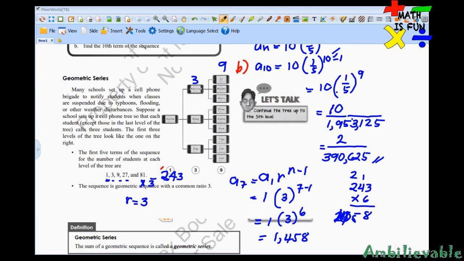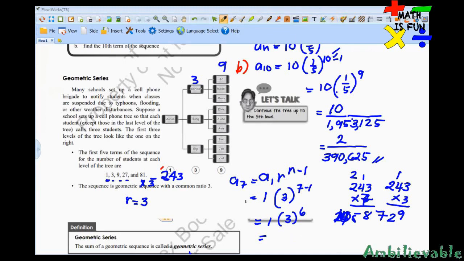Okay, now that's the 7th level. Sir, it's 729 po. Yeah, 243 times 3, right? That is 729 only, yes. So 3 to the power 6 is 729. Okay, correct? So those are the numbers until the 7th level.